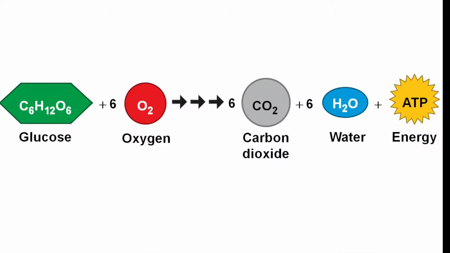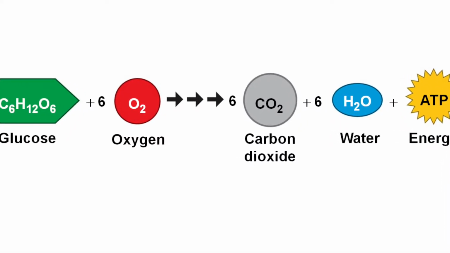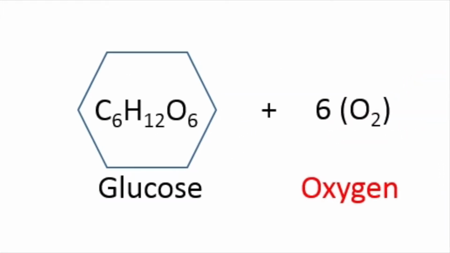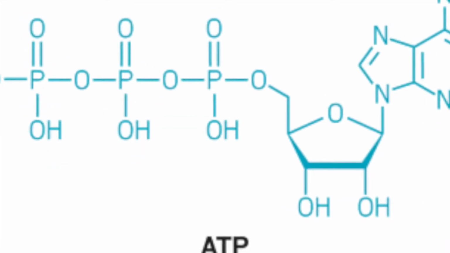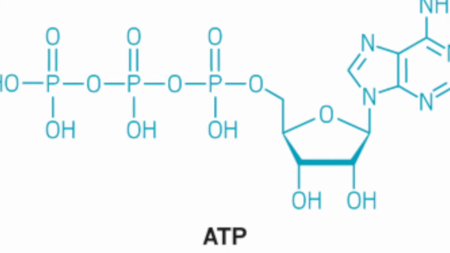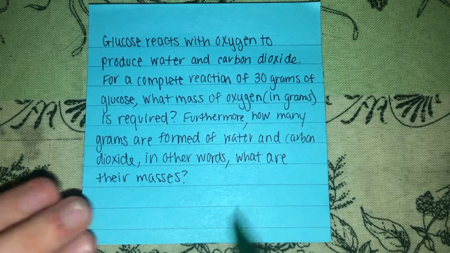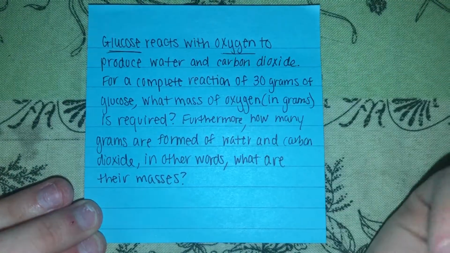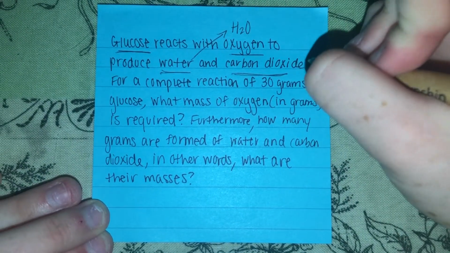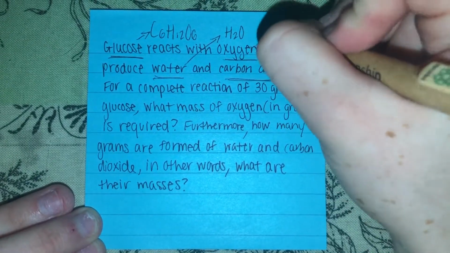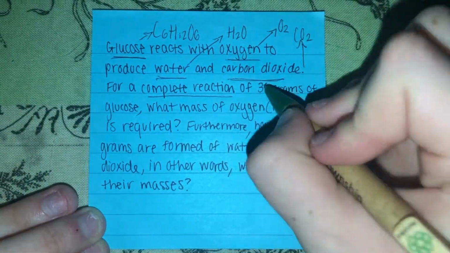In this lesson, we will be using stoichiometry to show the relationship between oxygen and glucose, which will show how much energy is produced by breaking down glucose by oxygen. The problem states that glucose reacts with oxygen to produce water and carbon dioxide. For a complete reaction of 30 grams of glucose, what mass of oxygen in grams is required?